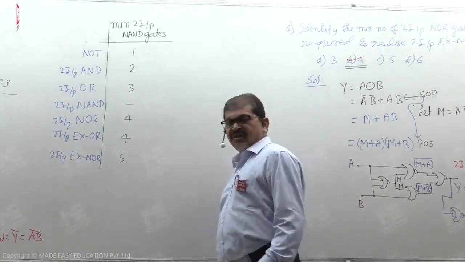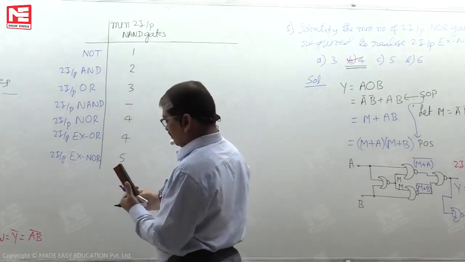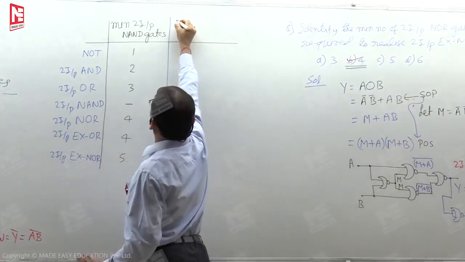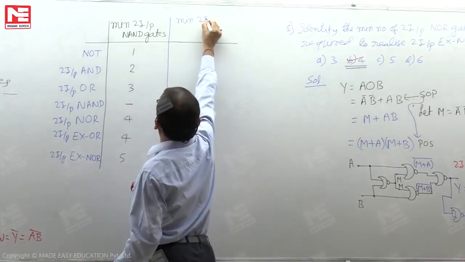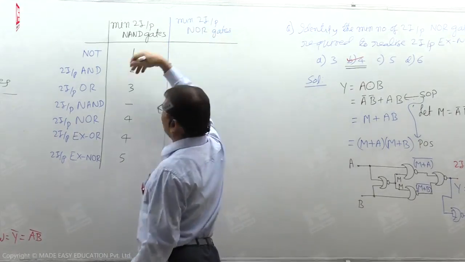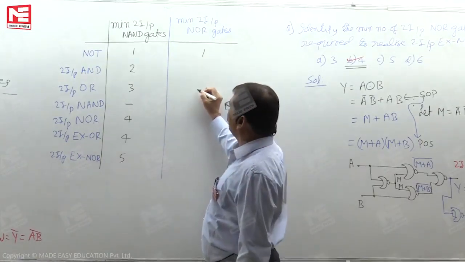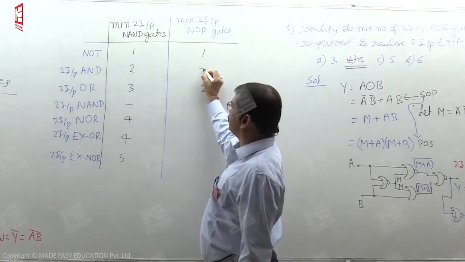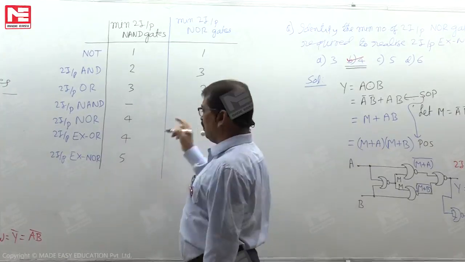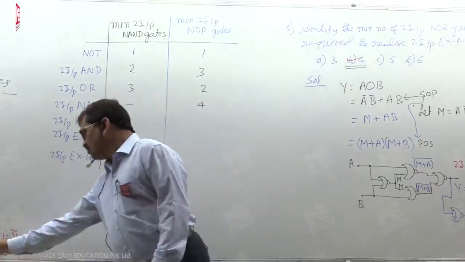Similar to this, with the other universal logic gate, that is the NOR gate, we need to try with a minimum number of 2 input NOR gates, if we look at the implementation of these gates. For NOT operation, of course, here also 1. For OR operation, we need 2. For AND operation, we need 3. And for NAND operation, we need 4. That is the reason I mentioned here. For NAND operation, we need 4.